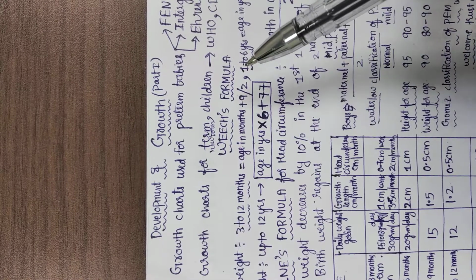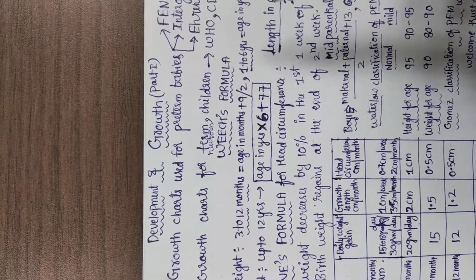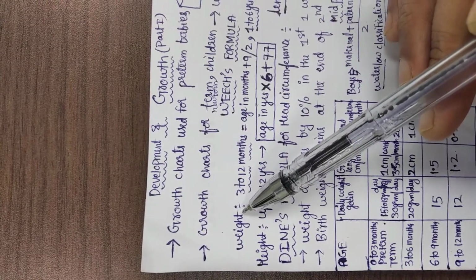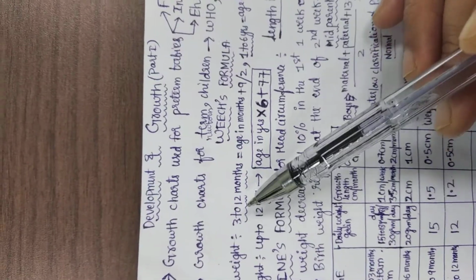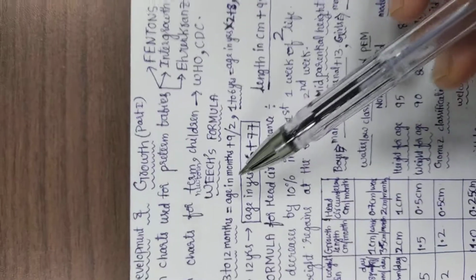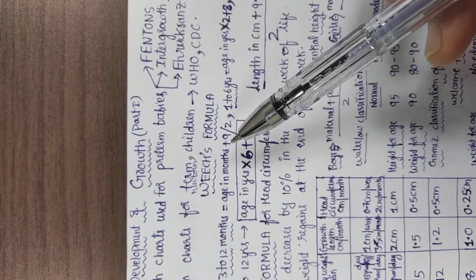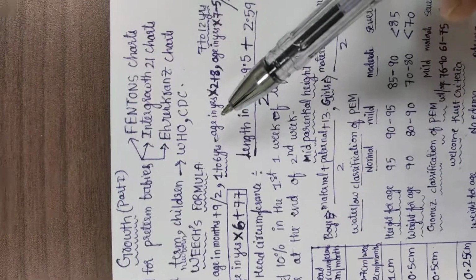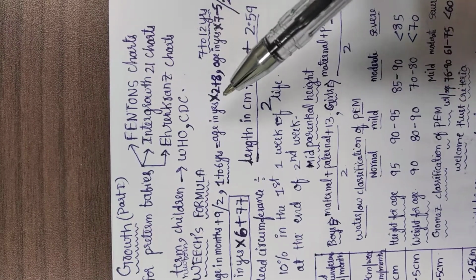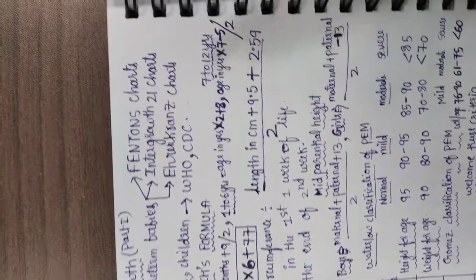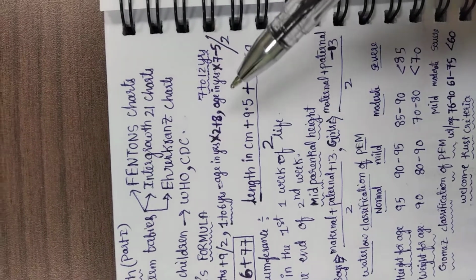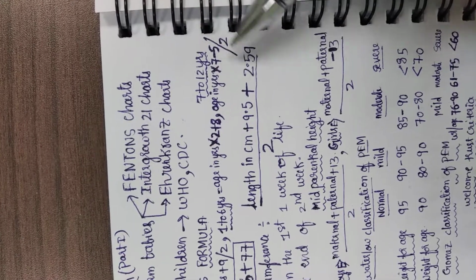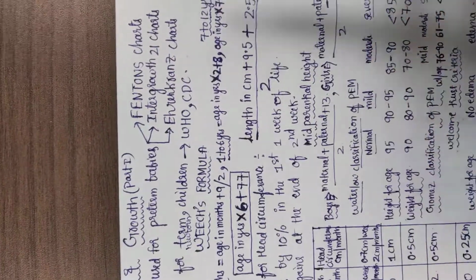Now we will see the formulas to calculate height and weight. Here is Weech's formula. It's used to calculate weight and height. Weight from 3 to 12 months: the formula is (age in months plus 9) divided by 2. From 1 to 6 years: age in years multiplied by 2, plus 8. From 7 to 12 years: (age in years multiplied by 7, minus 5) divided by 2. So these are the Weech formulas for weight.